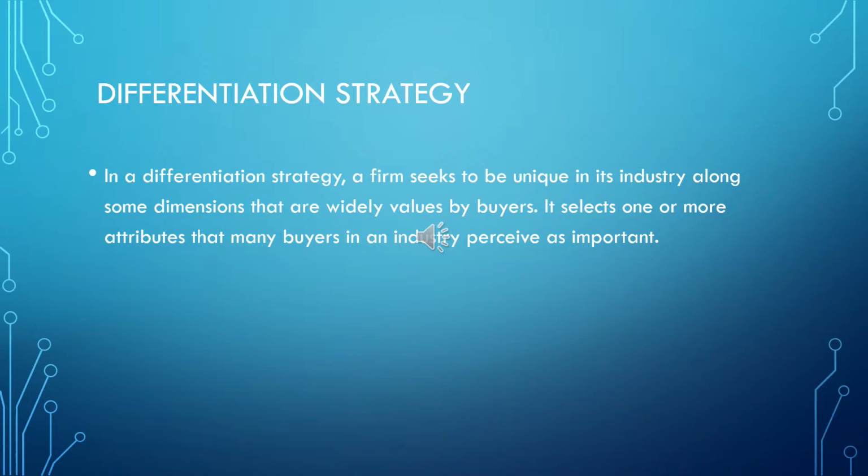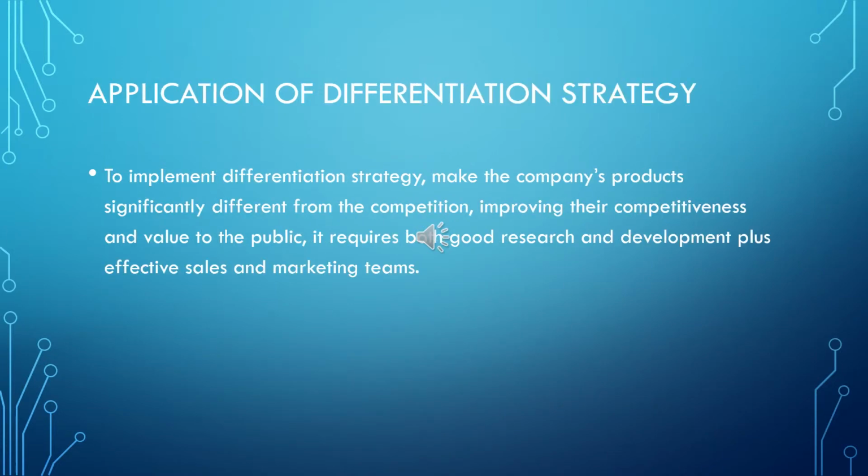Differentiation strategy means a firm seeks to be unique in its industry along some dimensions that are widely valued by buyers. It selects one or more attributes that many buyers in the industry perceive as important and uniquely positions itself to meet these needs. To implement this strategy, make the company's product significantly different from the competition, improving their competitiveness and value to the public. It requires both good research and development plus effective sales and marketing teams.